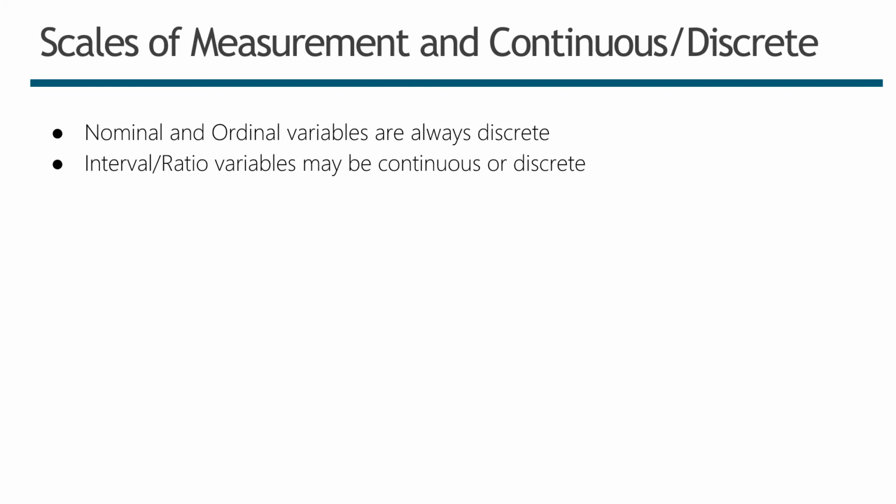So when you're looking at variables, you're going to determine if variables are measured on a nominal, ordinal, or interval ratio scale, and also whether or not they're continuous or discrete. In general, if a variable is nominal or ordinal, it's always going to be discrete. Interval ratio variables can be discrete or continuous. It will just depend on the variable.